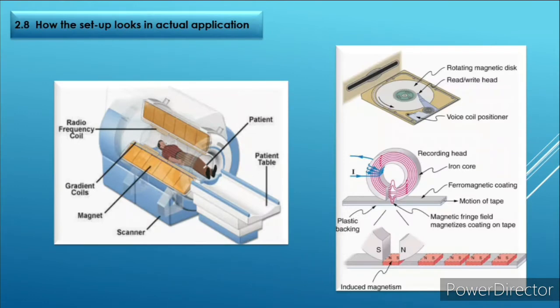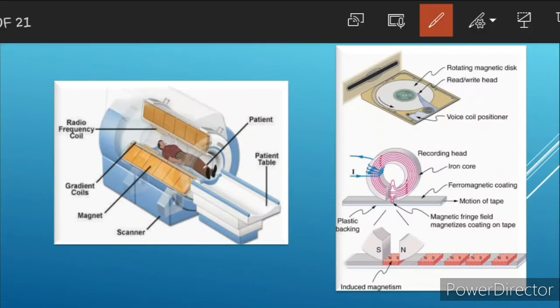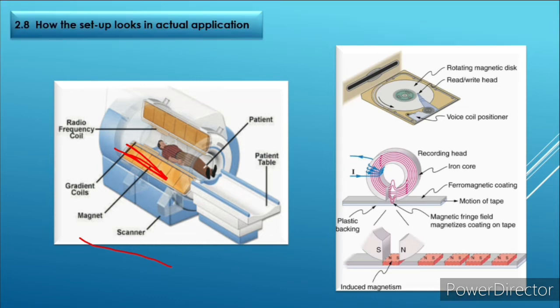How the setup looks in actual application. We can apply magnetism in the medical industry. This one is called magnetic resonance imaging. This part here is filled with gradient coils and magnets, and for appliances like the DVD, it is also filled with a rotating magnetic disc.